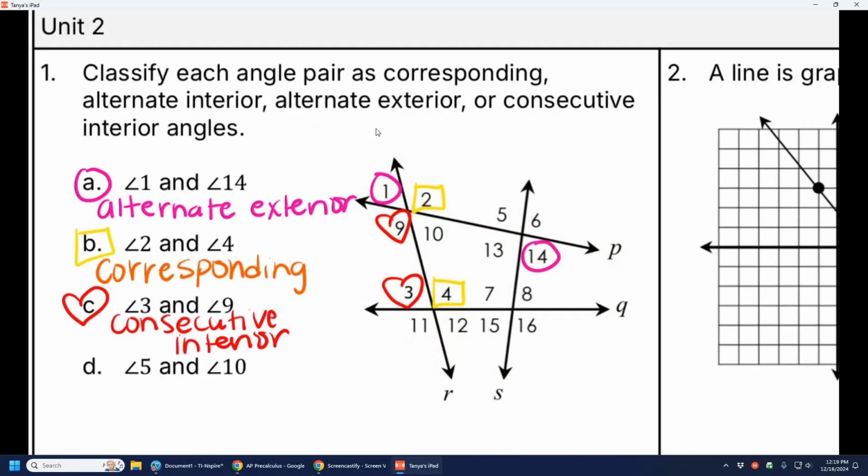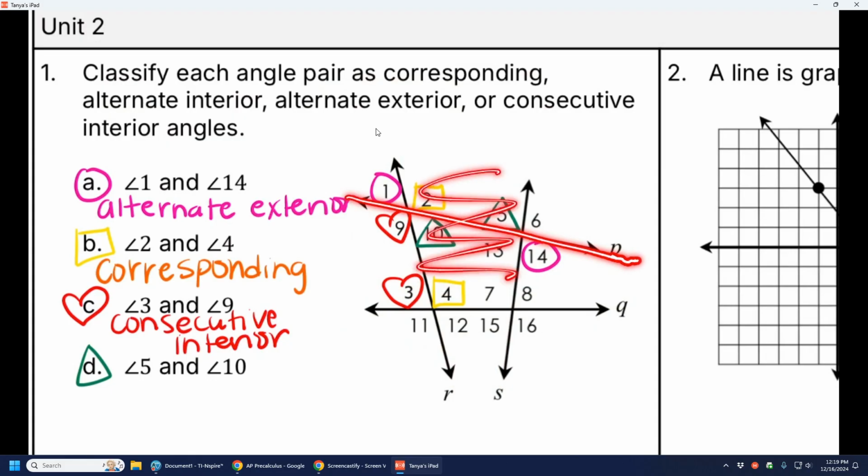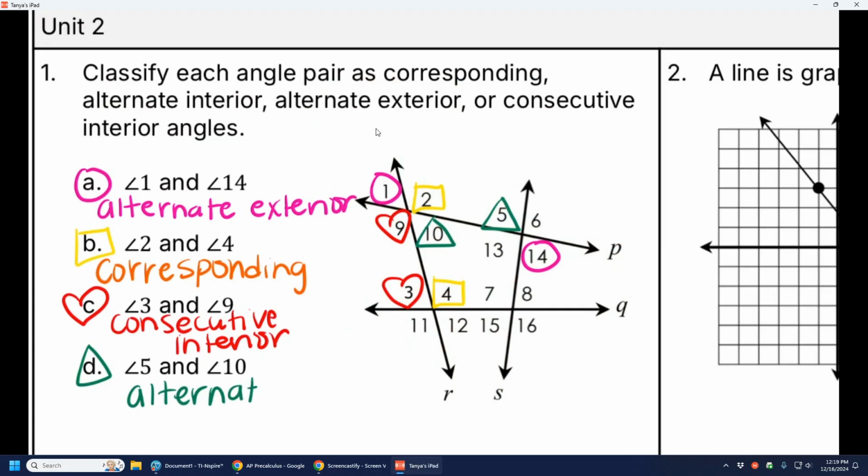Okay, and then last, angles 5 and 10. Here is 5, here is 10. They're both touching line P. Only one is top, one is bottom. And then they're both in between the lines, so they're both interior. So this is going to be alternate interior. So it's important that you're able to distinguish between all of these pairs. On the test, there is going to be a matching question where you have to match these up.